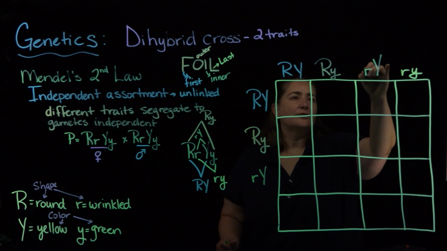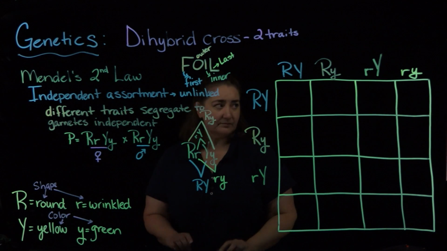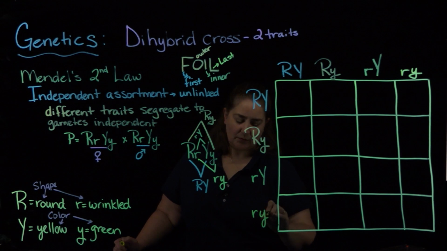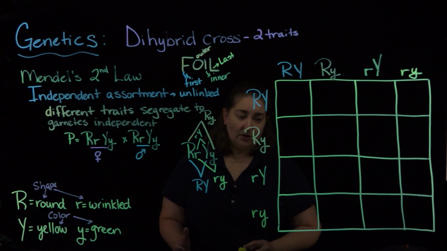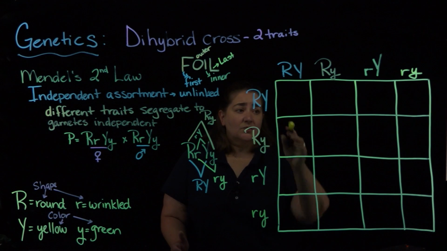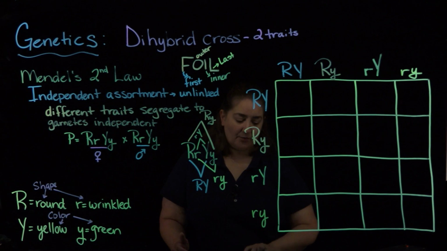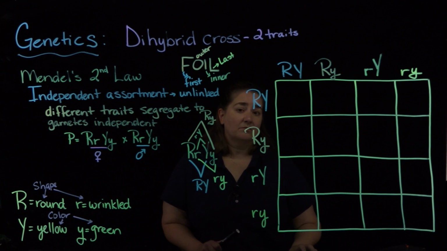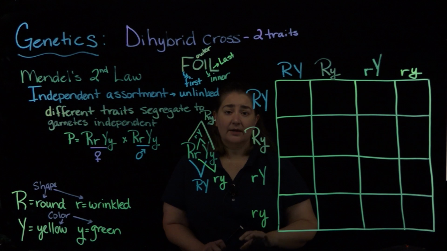This one doesn't look very green. Okay. And then finally, lowercase r, lowercase y. All right. What we're going to do then is we're going to fill in our Punnett square based on the genotypes that we've assigned for our gametes.